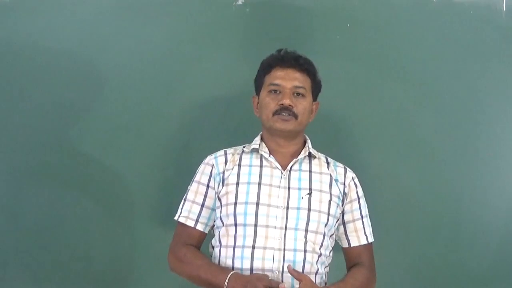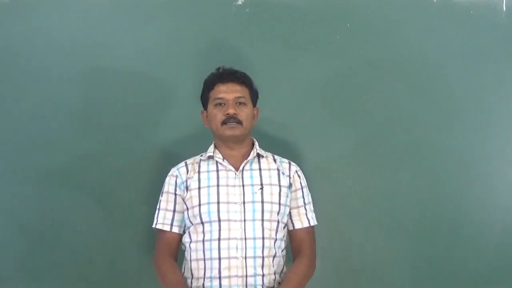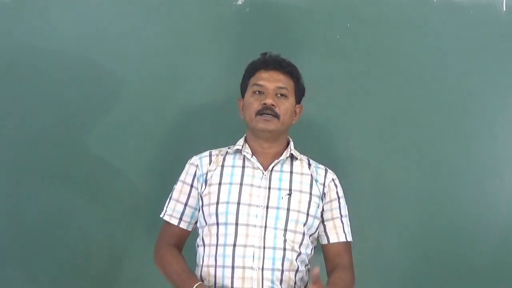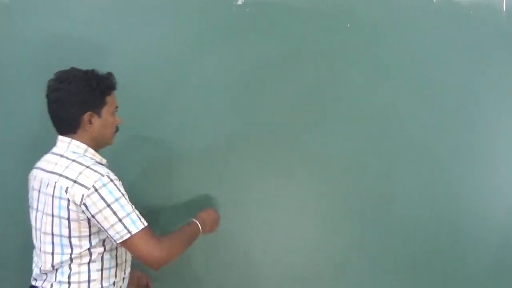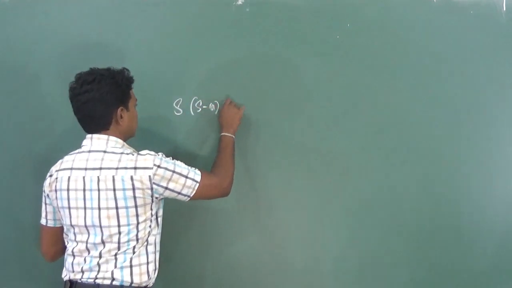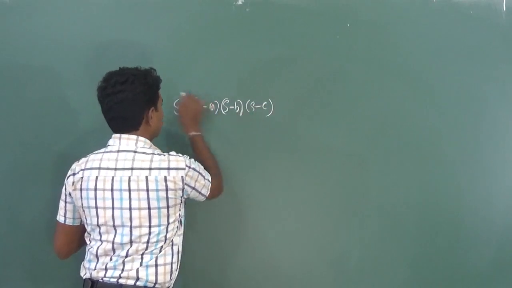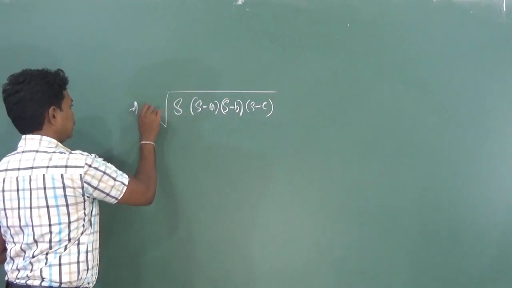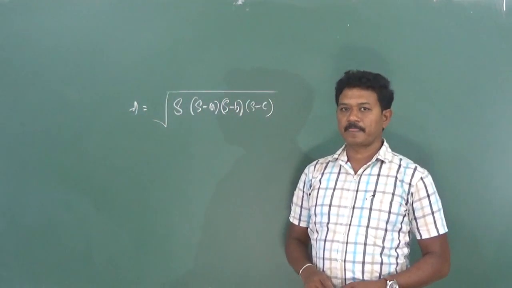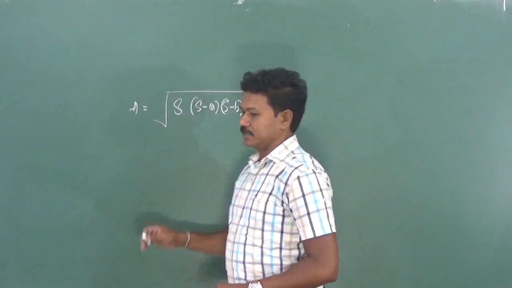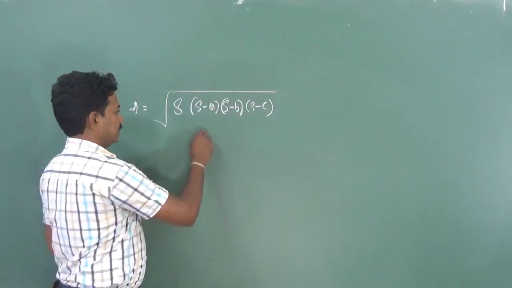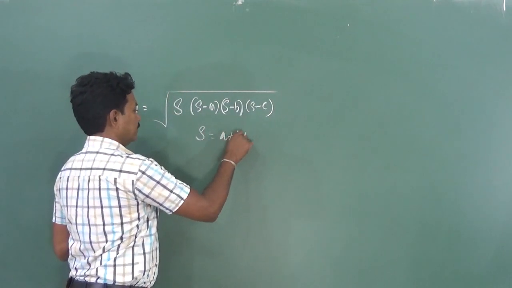Right. So in the previous classes regarding triangles, we have learned many properties of triangles. Among them, one is, I hope you remember, A is equal to the square root of S into S minus A into S minus B into S minus C. I hope you remember this formula. This formula is called Heron's formula to find the area of any triangle when the perimeter of the triangle is given. That is S is equal to A plus B plus C.